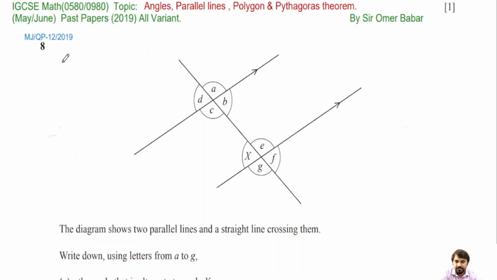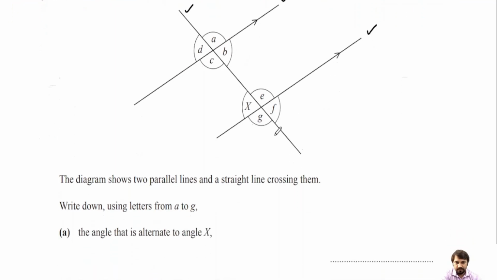So our first question is question 8 that appeared in 2019. The question paper was 1 and the variant was 2. The question is: the diagram shows two parallel lines and a straight line. These are parallel lines and this is our straight line crossing them. Write down using letters from A to G. There are letters from A to G. These are all angles. In part A, we need to tell the alternate angle to X.